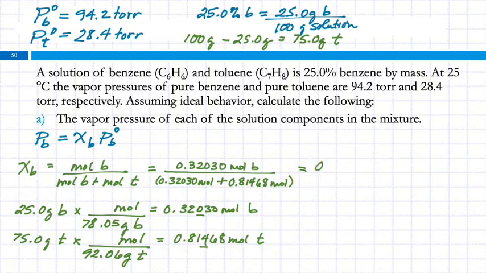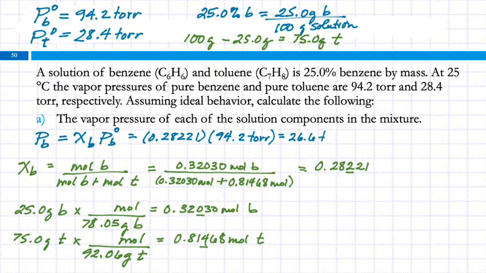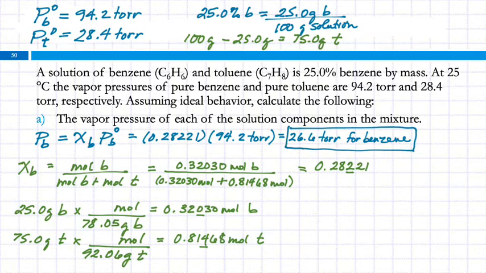So I'm getting a mole fraction here of 0.28221 for the benzene. So the vapor pressure of benzene above this solution is going to equal that mole fraction, 0.28221, times the vapor pressure of pure benzene. One down.